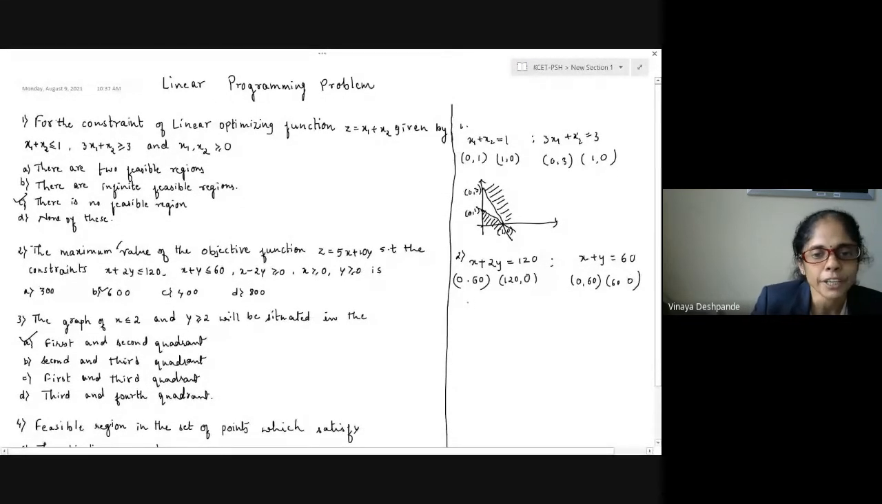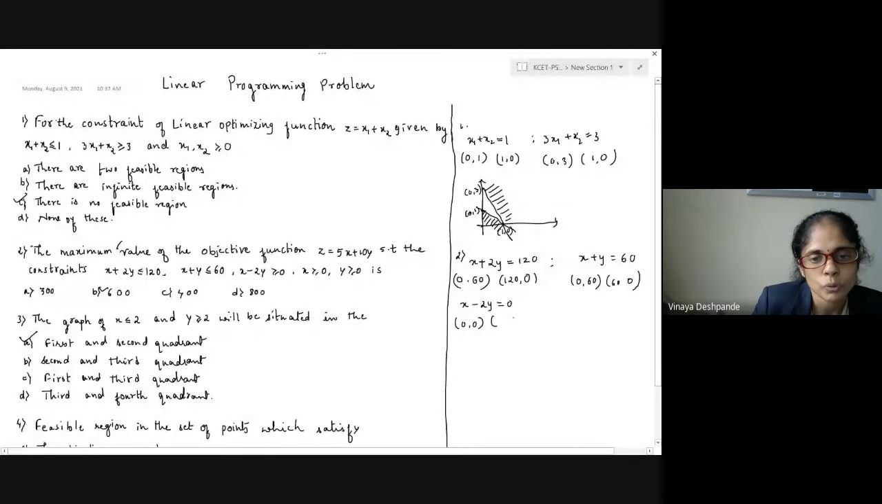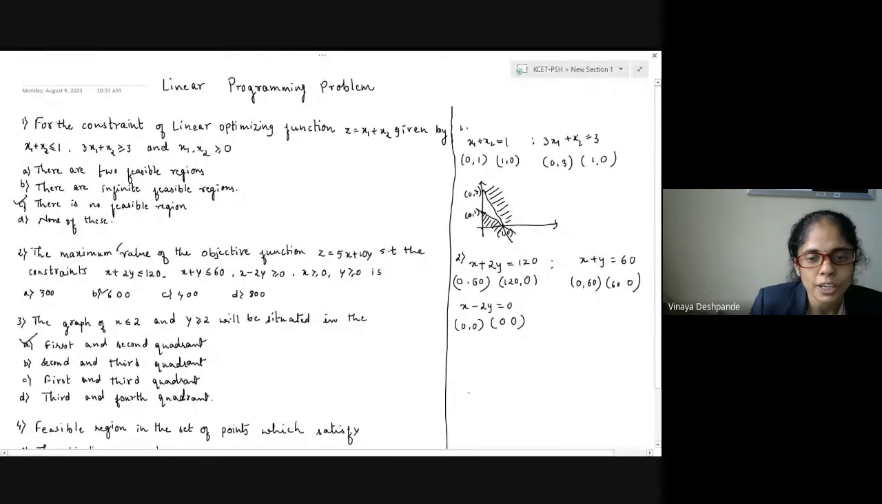Again, we have the third constraint, x minus 2y is equal to 0. So put x 0, y is 0. Put y 0, x is 0. So these are the coordinate points: (0,60), (120,0), (0,60), (60,0), (0,0), right? So we are going to plot the graph again.